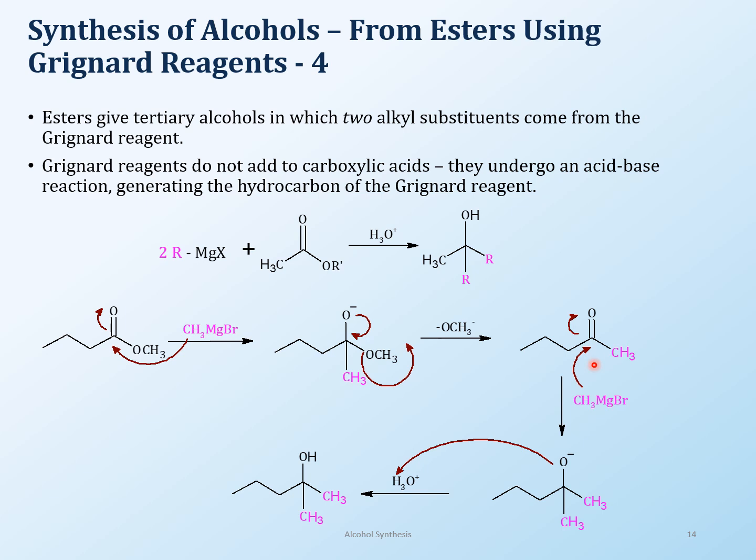Now ketones we have worked with before, and that ketone now gets attacked with another Grignard. And then this is how the second R group comes in. So the second Grignard comes in here, and then you end up getting an oxide. That oxide now gets protonated to give you the alcohol. You cannot isolate the ketone in the middle. It's not possible, because everything is happening in the same pot.